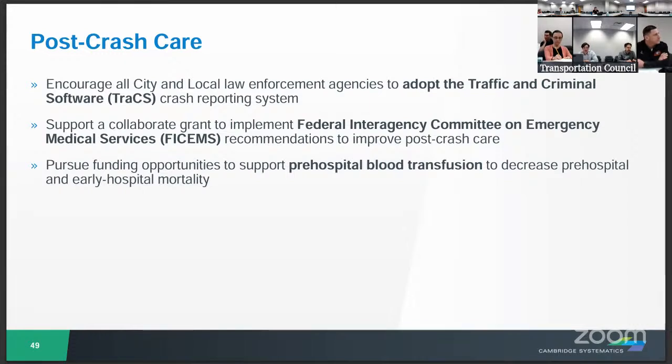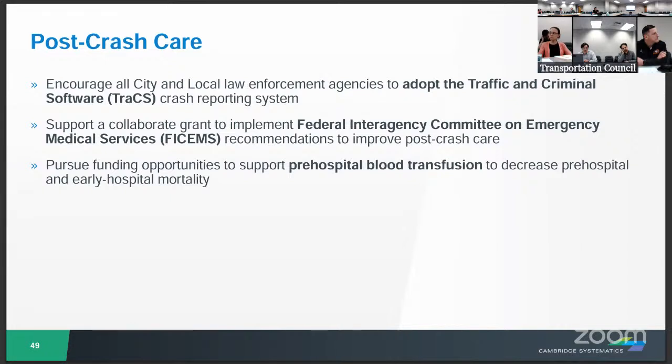Lastly, post-crash care. We want to make sure that we're really supporting agencies to adopt the TRACS software program. That really helps upstream data flows for everyone. We think it's a great opportunity to implement some of the Committee on Emergency Medical Services recommendations to improve post-crash care.